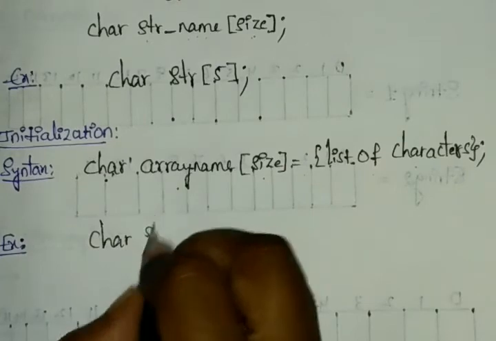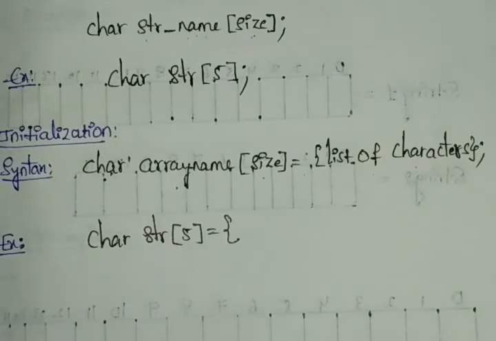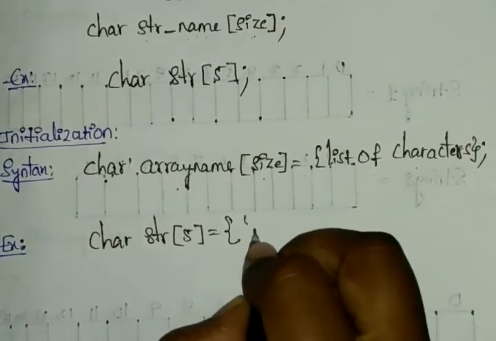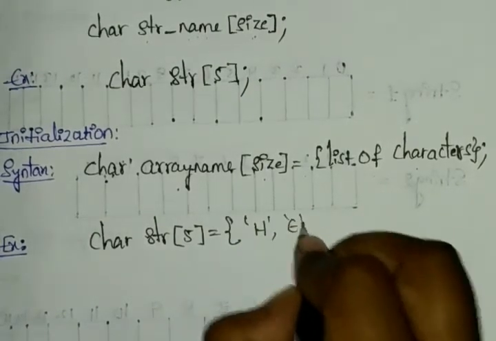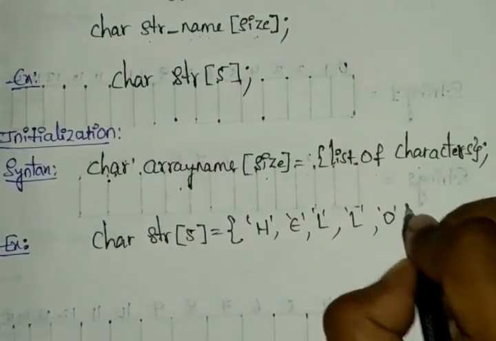Similarly, I'm taking char str[5] equal to the list of characters we need. Here I'm writing the characters of hello. Or else you can write A, B, C, D like this also. Just here I'm choosing one word instead of A, B, C, D, that is hello. I'm representing the word hello like this: H, E, L, L, O.